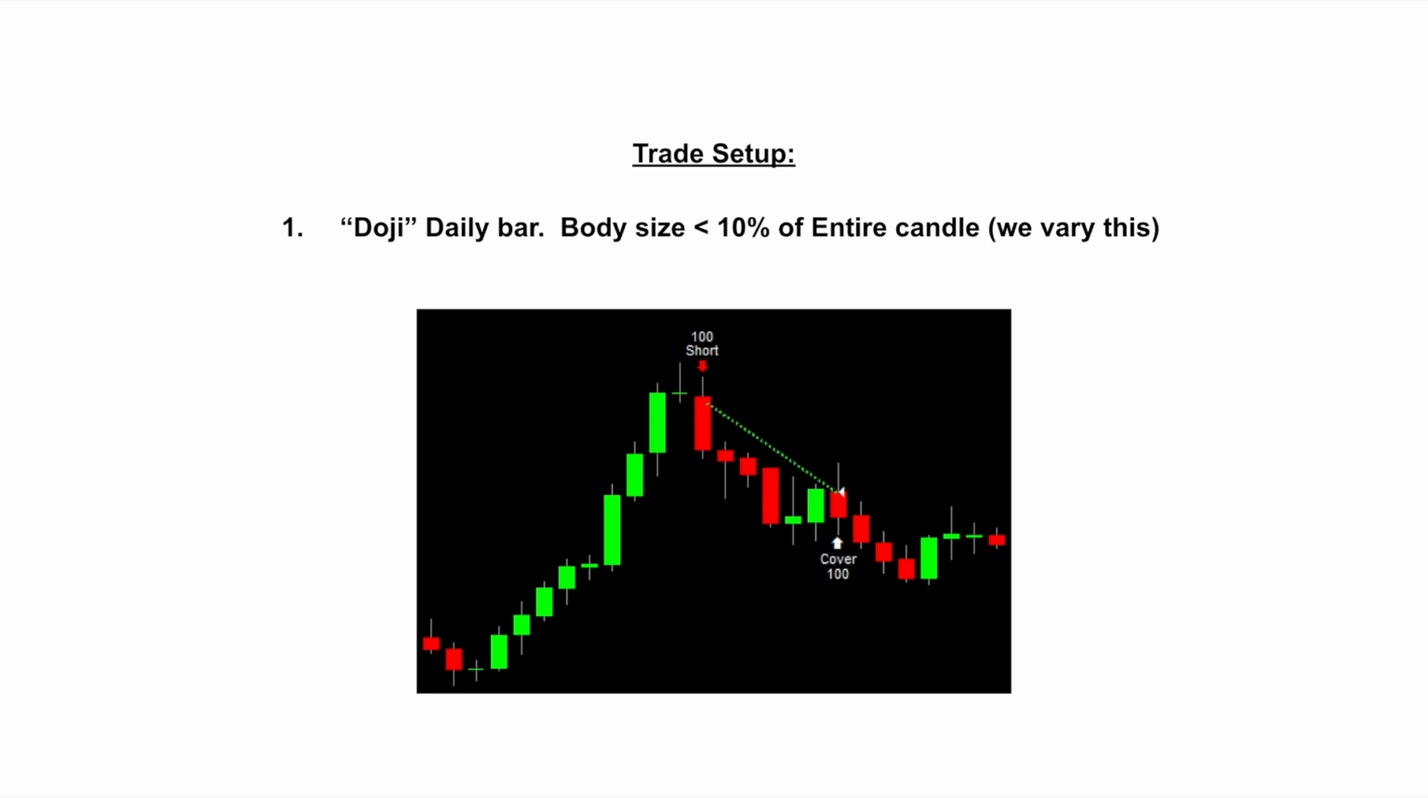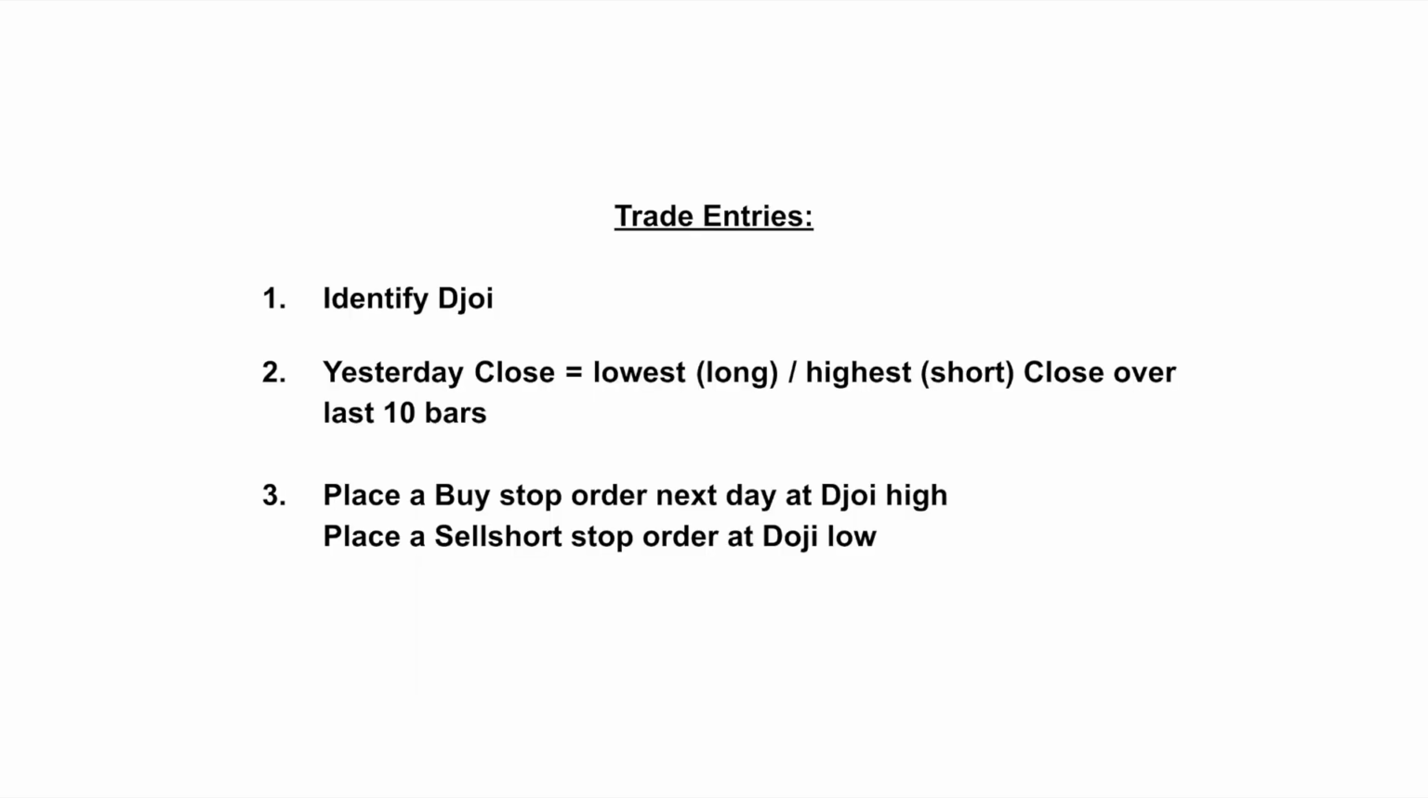So that's the setup. So number one, find that doji. Number two, we're looking at a filter, and we want to see that yesterday's close is the lowest close over the last 10 bars. That's for long trades. When we look at short trades, we want to see that yesterday's close is the highest close over the last 10 bars. Once we see those conditions, we place a buy stop order next day at the high of the doji candle, or sell short at the low of the doji candle.